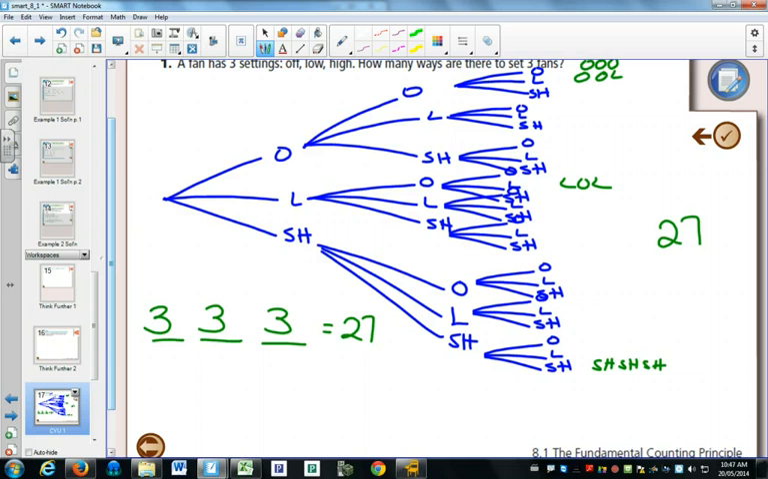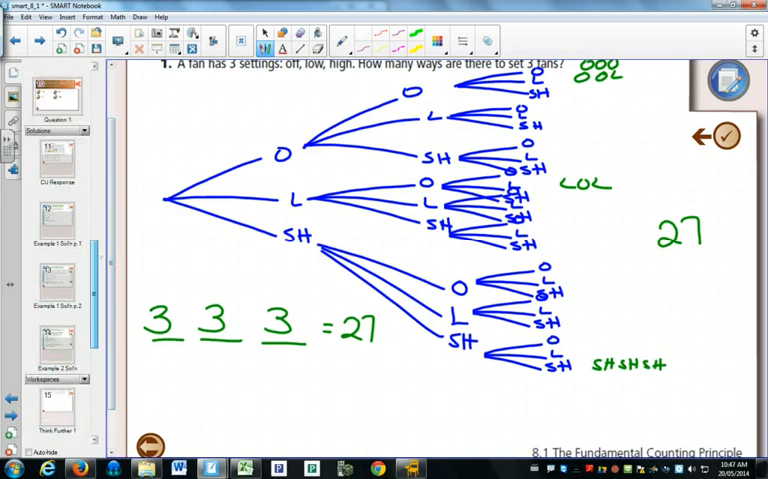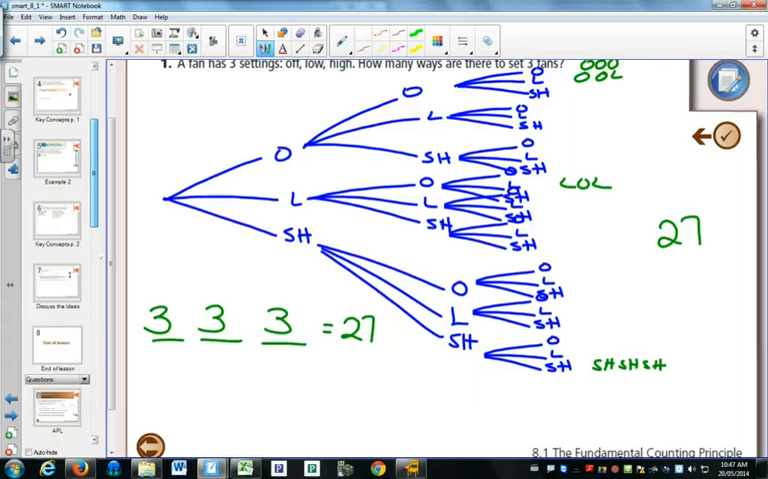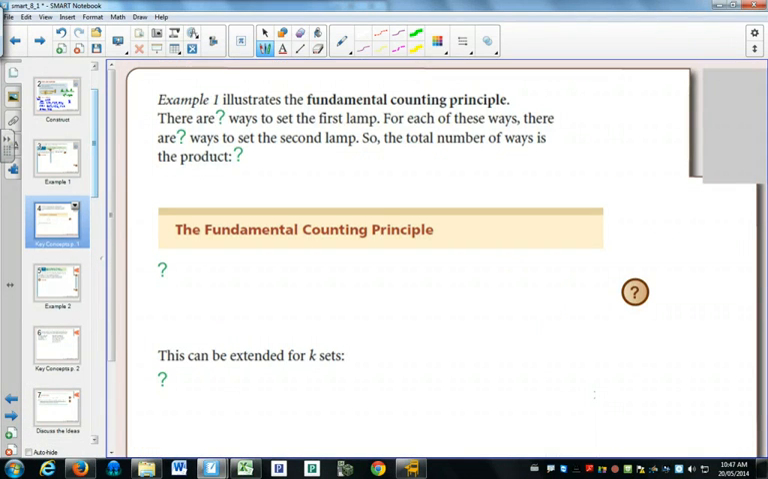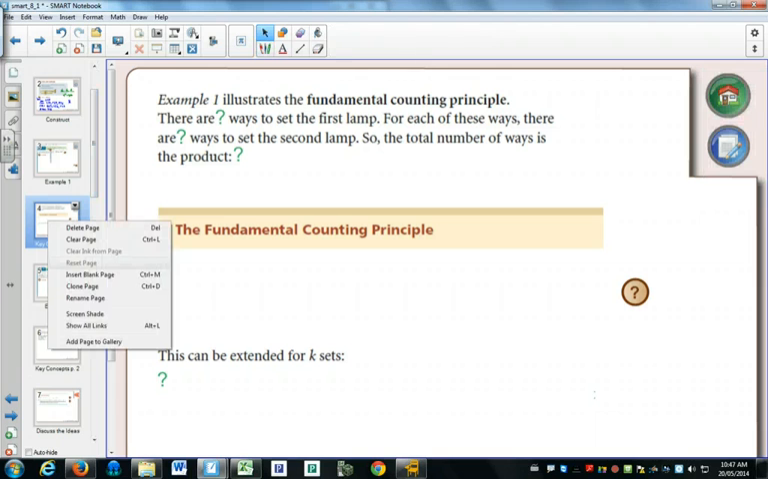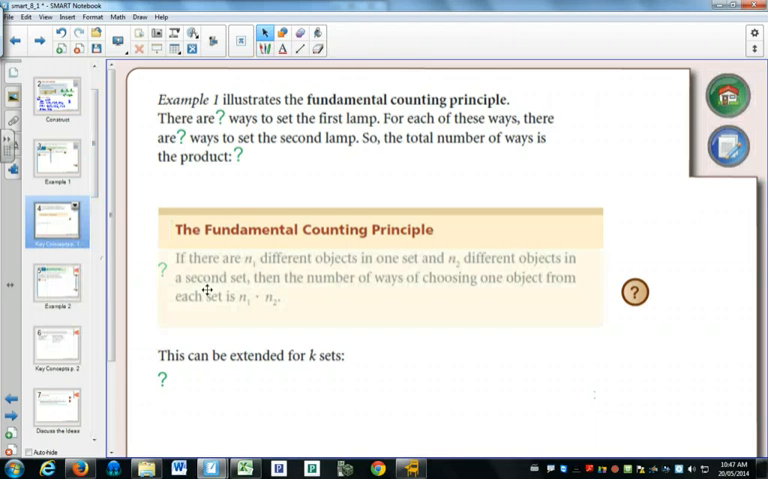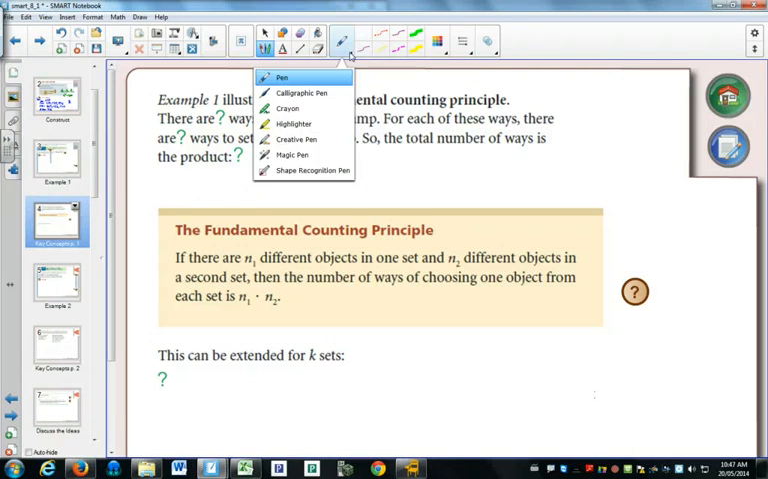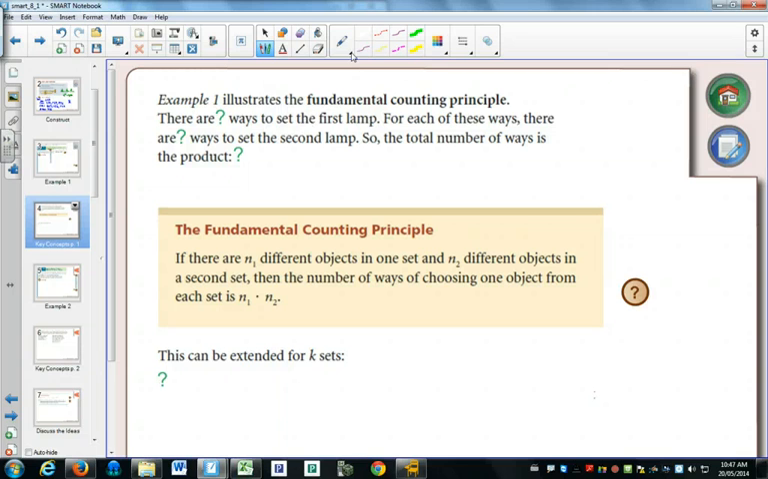And what this is called, this idea of making spaces for every decision and putting in the number of choices for each one, is something called the fundamental counting principle. So you can go into your notes, take out your highlighter, attempt to take out your highlighter, and highlight the fundamental counting principle.